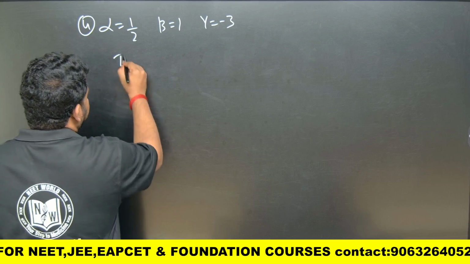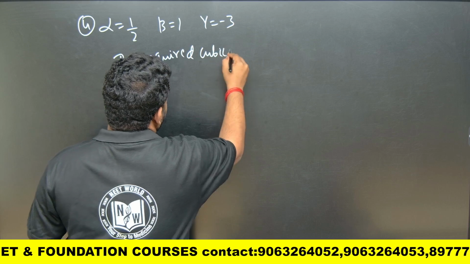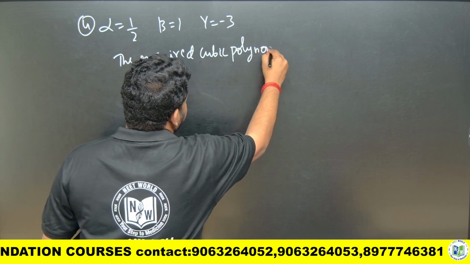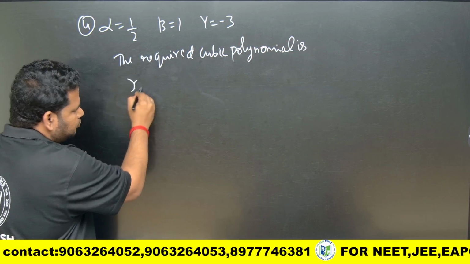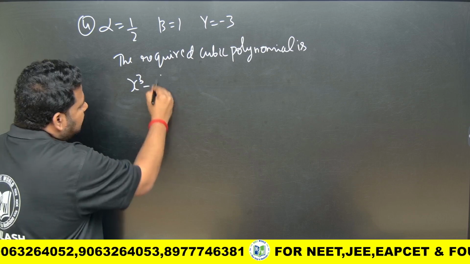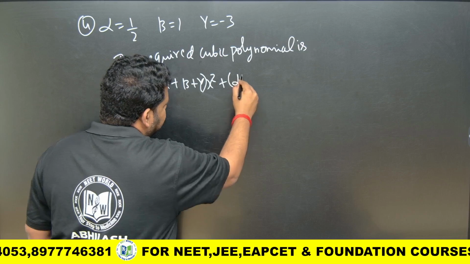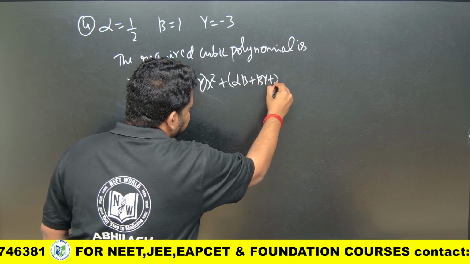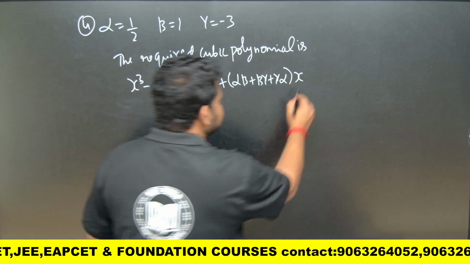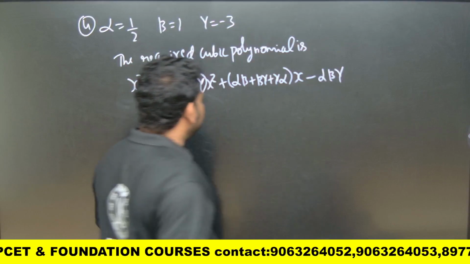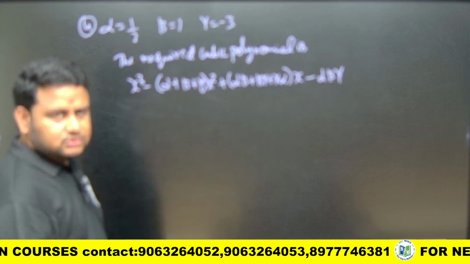So, how can I find the required cubic polynomial? The required cubic polynomial is of which form? We should write it as x cube minus alpha plus beta plus gamma times x square, plus alpha beta plus beta gamma plus gamma alpha times x, plus or minus? It should be minus alpha beta gamma. So, now we have to find out these values. Or you can even put a constant k, where k is a constant, that also you can do, without that also you can do it.